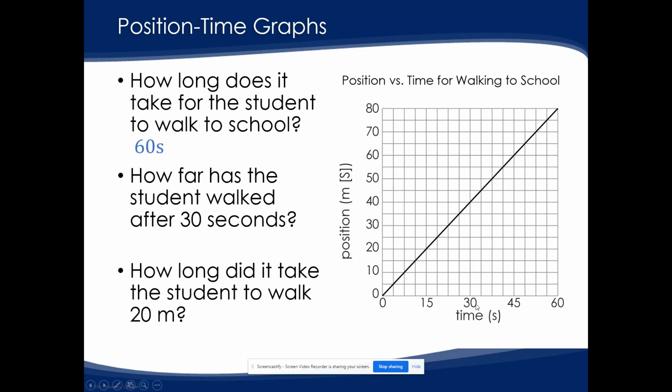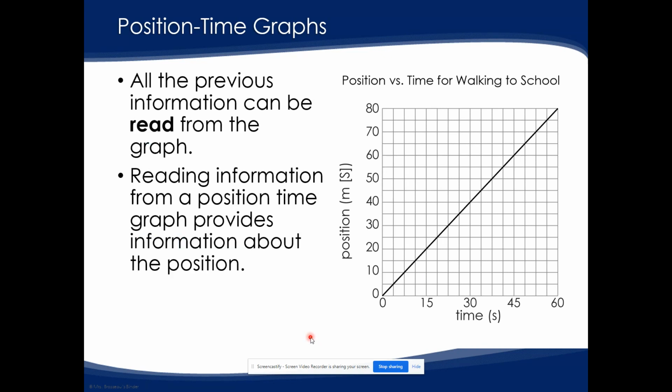And after 30 seconds, how far has the student walked? Well, we're looking at our 30-second timeline and then just going straight up to read what the position is, and that is 40 meters south. And how long did it take the student to walk 20 meters? So we go to our position at 20 meters and go over till we intersect the line and read the time value, and it's 15 seconds.